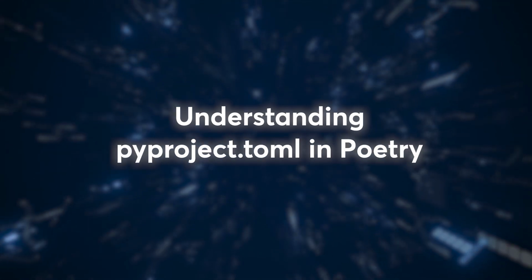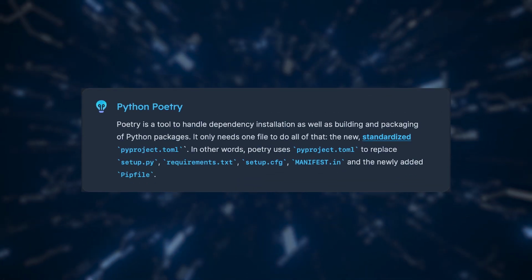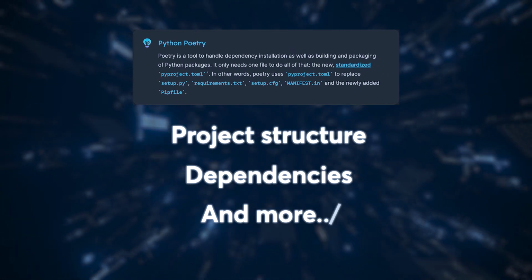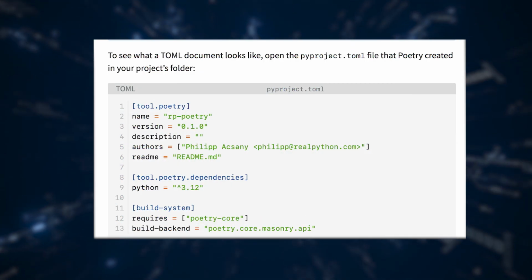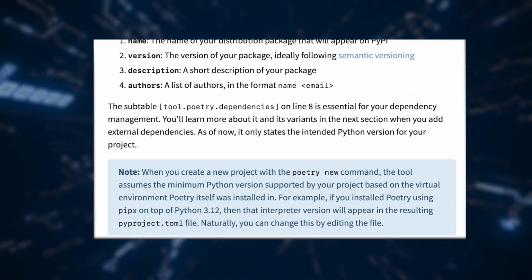Now, let's delve into the heart of poetry, the pyproject.toml file. This configuration file holds the key to your project's structure, dependencies, and more. We'll break down its sections, explain the purpose of each, and guide you on how to customize it for your specific needs.